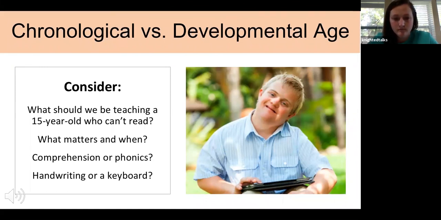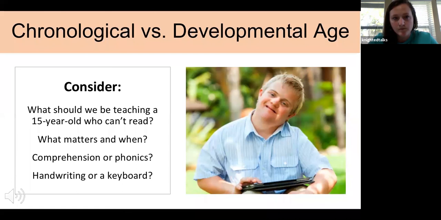So let's think about some basic skills that a 15-year-old might be working on. A chronologically aged 15-year-old student would certainly be working on more advanced math, and they might not be working on basic daily living skills when we're thinking of a neurotypical individual. So what should we be teaching a 15-year-old who can't read?